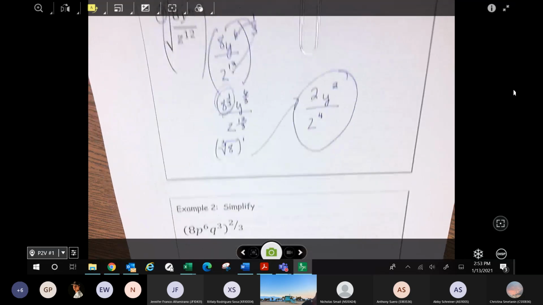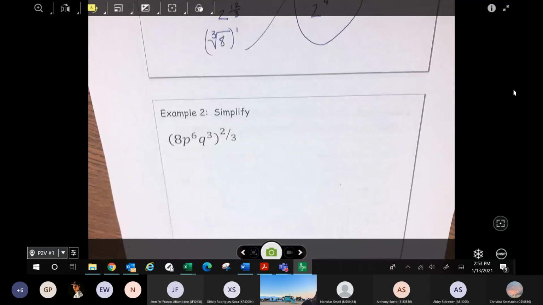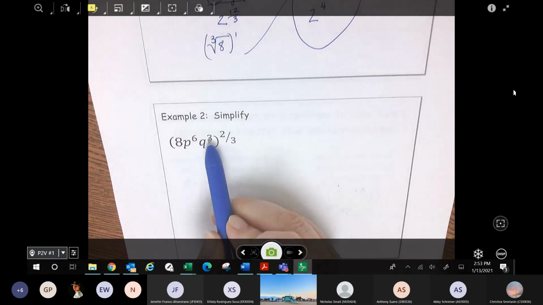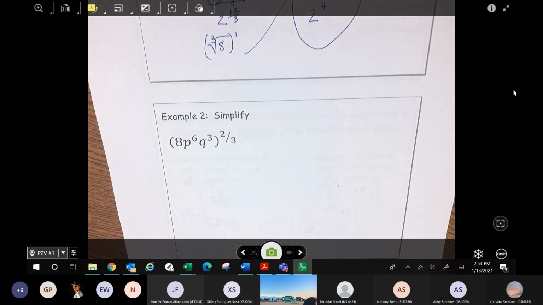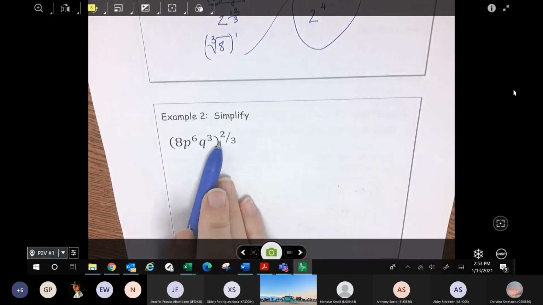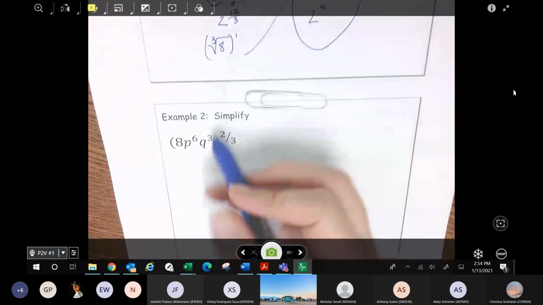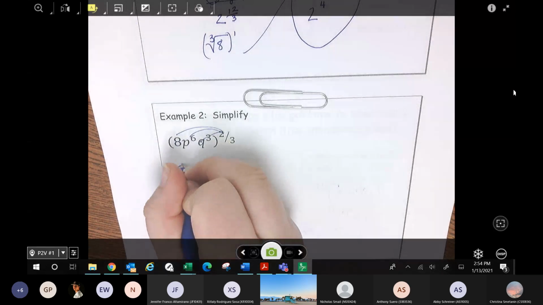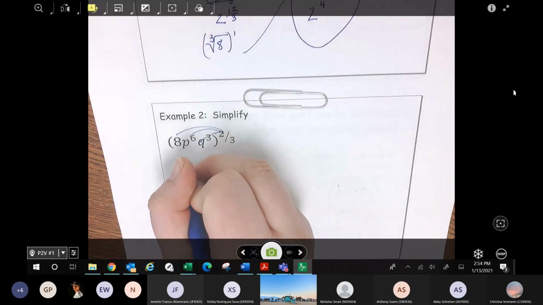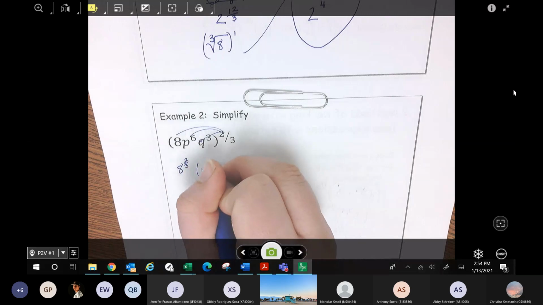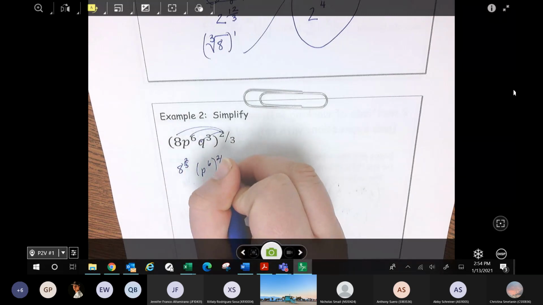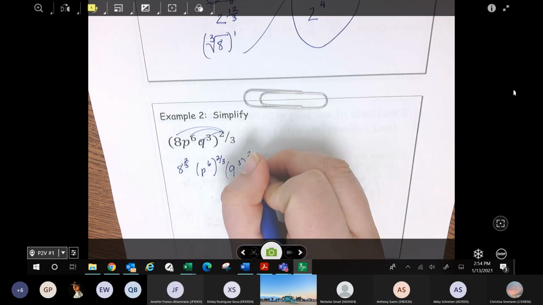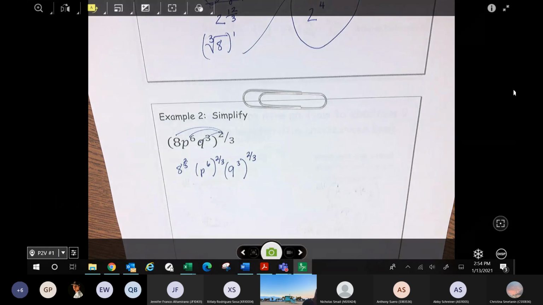Okay. Do another one. Now we have 8p to the 6th power, q to the 3rd power, all raised to the 2/3 power. So this 2/3 is going to go with all of those bases. It's going to go with the 8, it's going to go with the p, it's going to go with the q. So we're going to have 8 to the 2/3. We're going to have p to the 6th raised to the 2/3 power. And then q to the 3rd also raised to the 2/3 power.